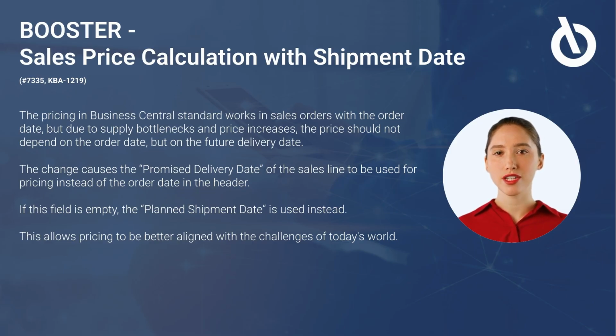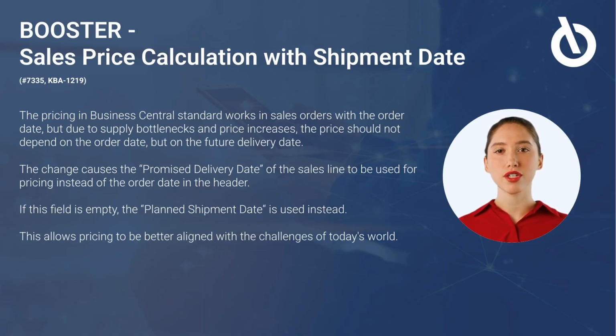Sales price calculation with shipment date. Today's challenges require more flexible pricing. The standard pricing of Business Central determines the prices based on the order date of a sales order. This may not be sufficient in some situations, like if the delivery date is well into the future and completely different prices may apply.